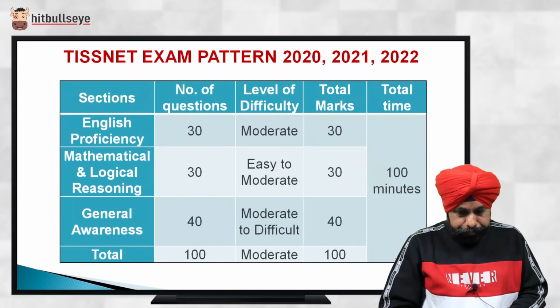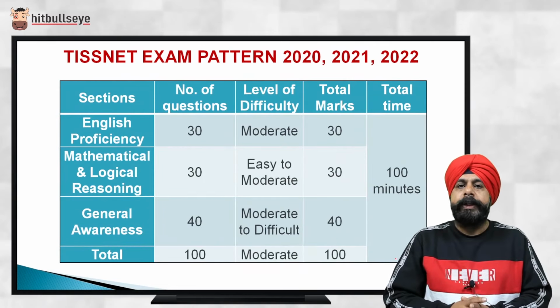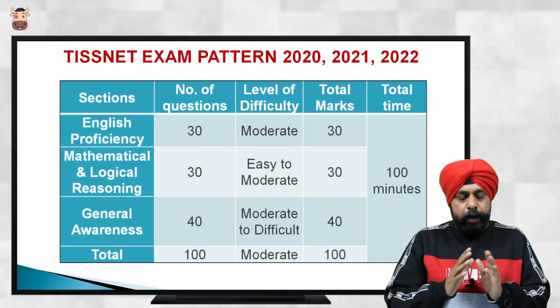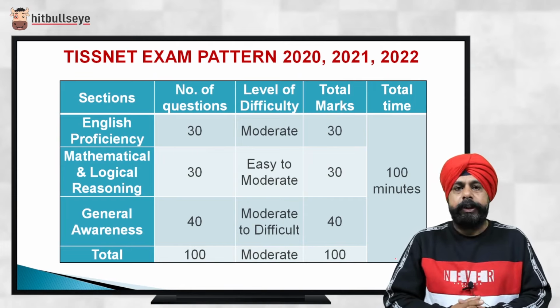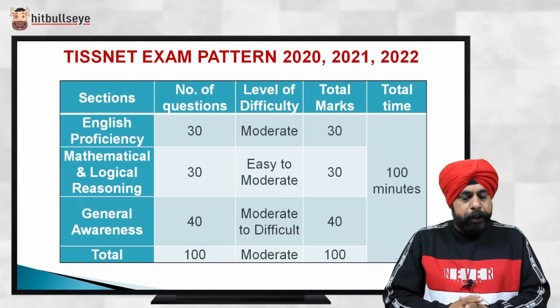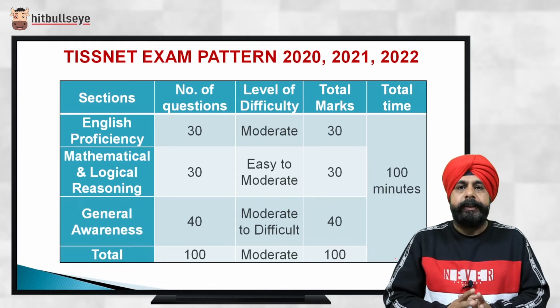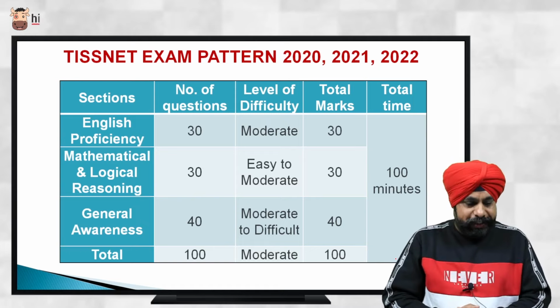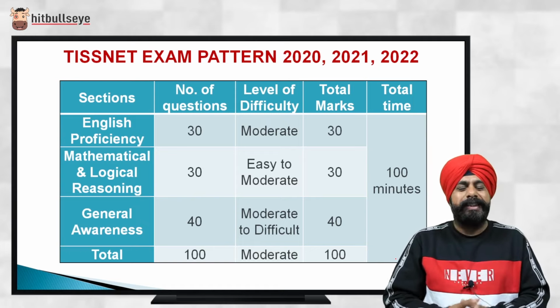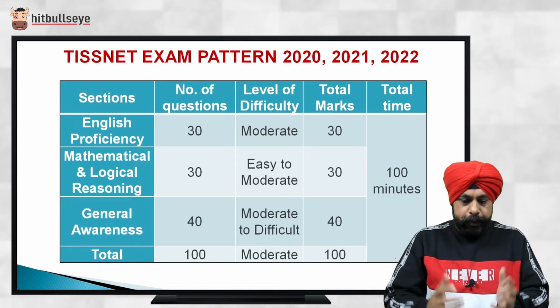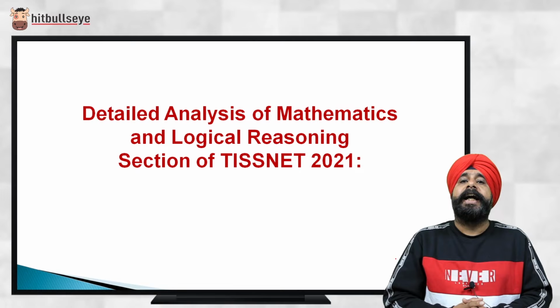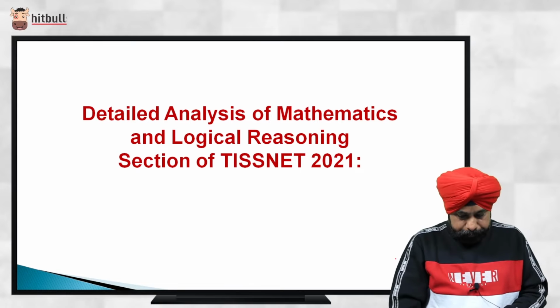Proceeding further. People, the pattern of 2020, 21 and 22 has been constant. Basically, the papers had 30 questions from English proficiency. Mathematics and logical reasoning is 30 questions. The level is easy to moderate. We'll solve a few questions here. And general awareness has 40 questions, the level of which is moderate to difficult. Let's proceed to the detailed analysis of the mathematics and logical reasoning section, people.